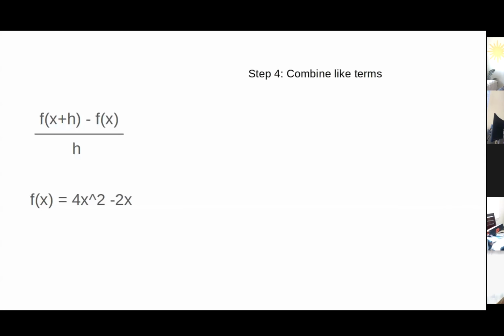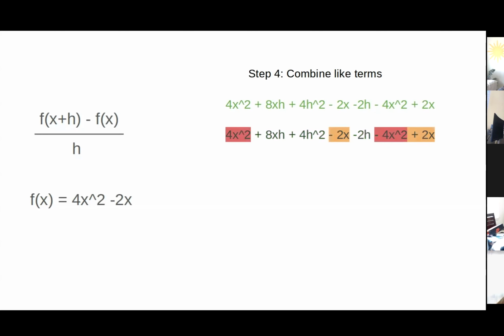And you have to combine the like terms. So I just distributed everything, make sure to flip the sign once again, make sure everything is looking the same. And then I combined the like terms, which is written in the red and orange. So the red cancels out each other and the orange cancels out each other. And I'm just left with 8x h plus 4h squared minus 2h.